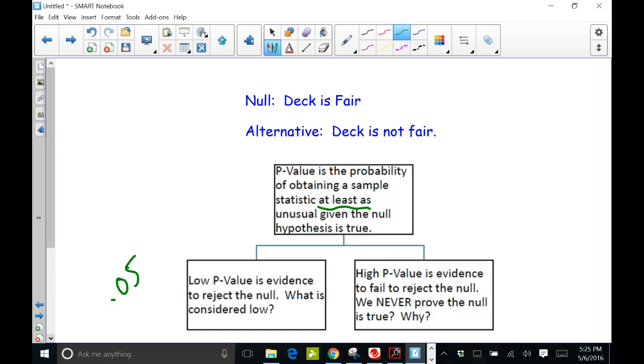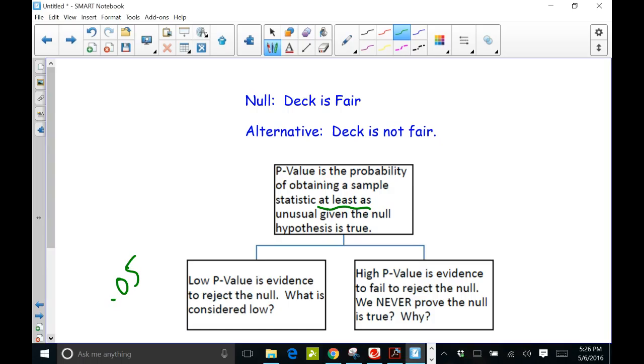Not a hard and fast rule, but it's kind of a rule of thumb. A high p-value is evidence that we failed to reject the null. We're going to say, you know what? This could have just happened by chance, even if the deck was fair. Now, there's something kind of interesting in statistics. We never prove the null is true.